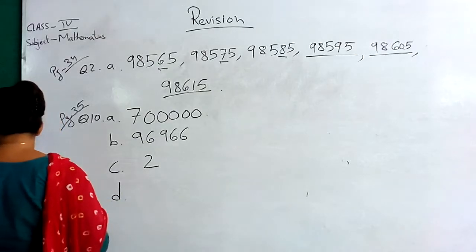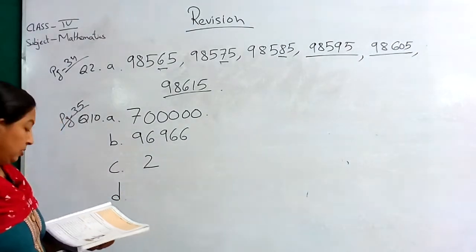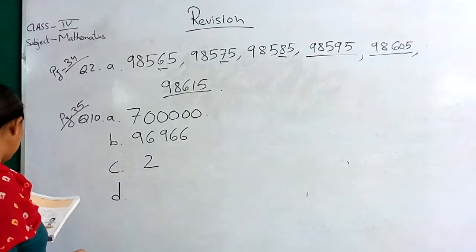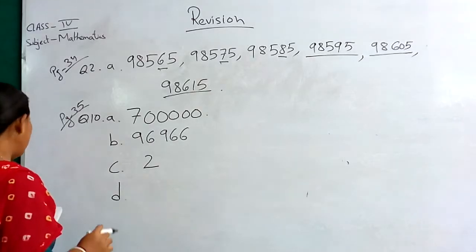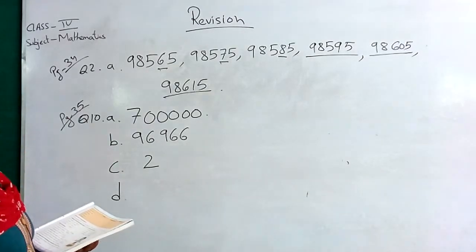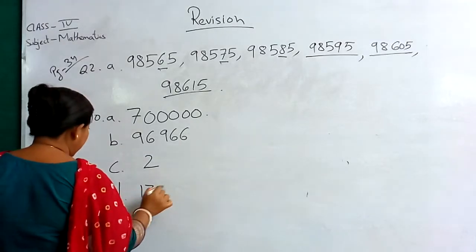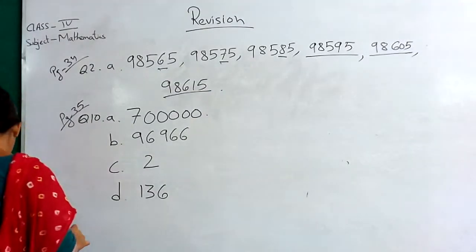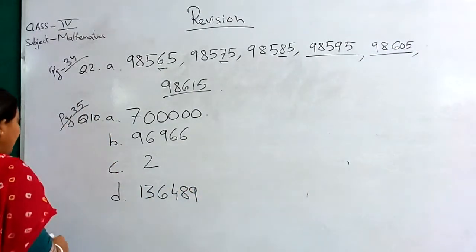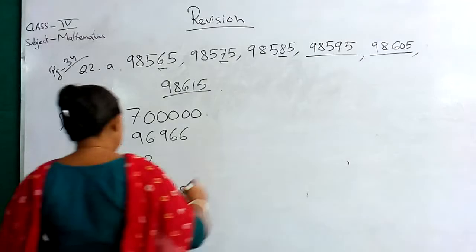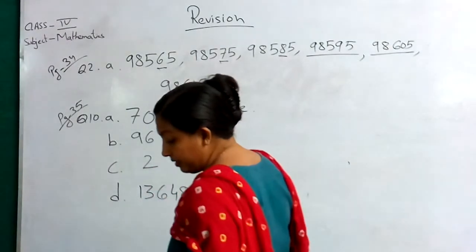Number D. The predecessor of this number. Predecessor means minus 1. So quickly subtract 1 from this number. The last digit is given 90. So 90 minus 1 will be 89. So the rest of the numbers will be the same: 1, 3, 6, 4, 8, 9. Okay. So this way you will do the predecessor and successor.